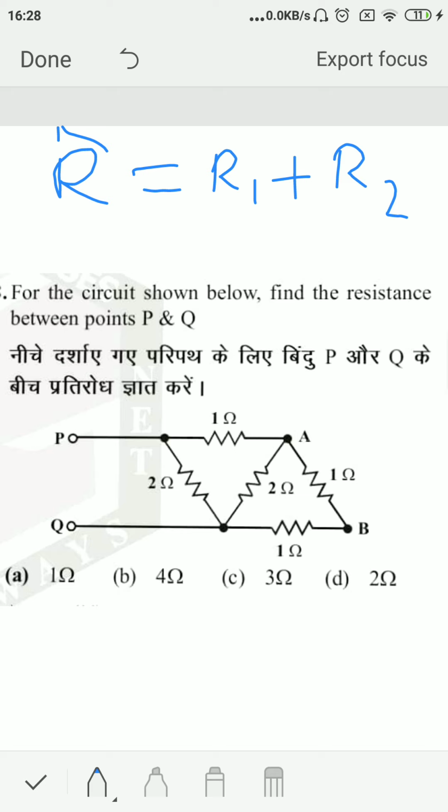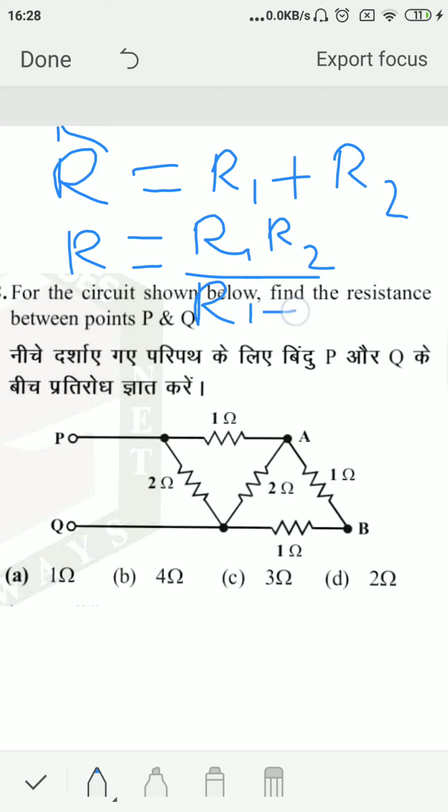If two resistances are connected in parallel, then you can say the equivalent resistance of these two resistances will be R1 R2 upon R1 plus R2. So now solve this question with the help of these two formulas.